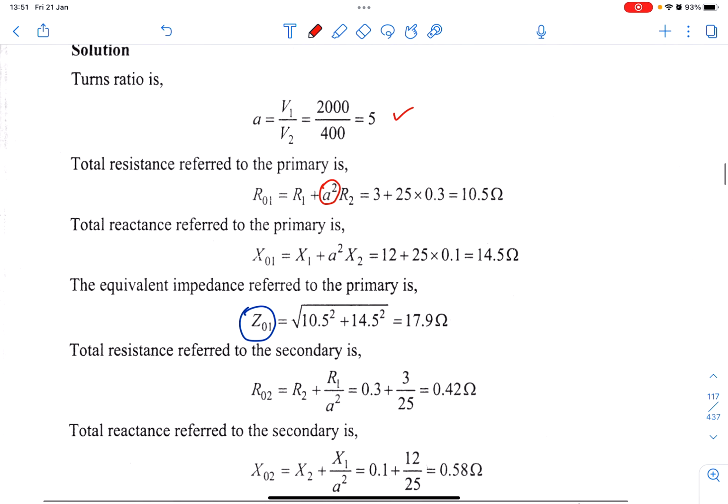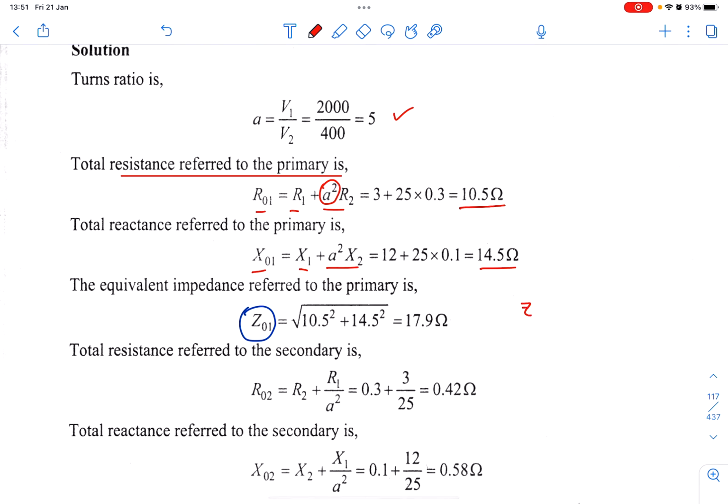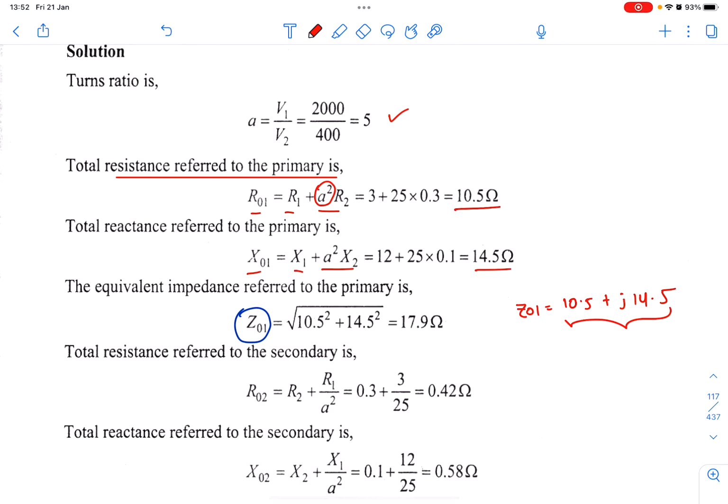And then the total resistance referred to the primary side, so RO1 is equal to R1 plus A square R2, you get 10.5. XO1 is equal to X1 plus A square X2, then you get 14.5. So if you total up, ZO1 is equal to 10.5 plus j14.5. So if you have a calculator that can convert this straight away from rectangular to polar, you can get the magnitude of the impedance. ZO1 is equal to 17.9 ohms.